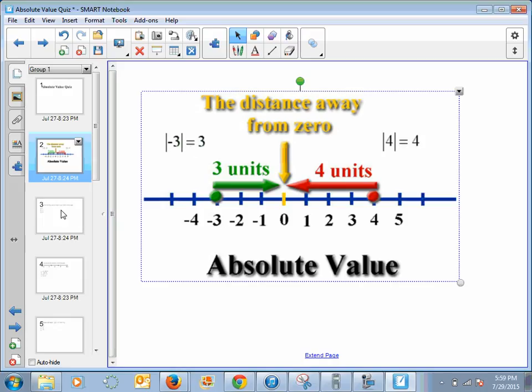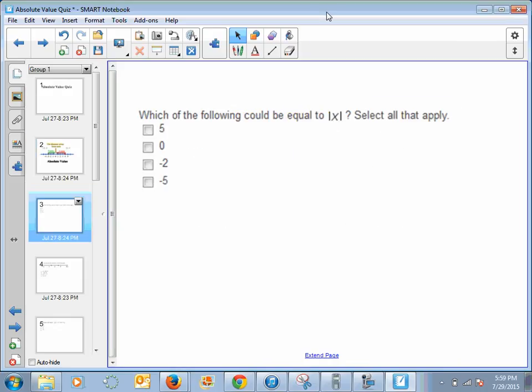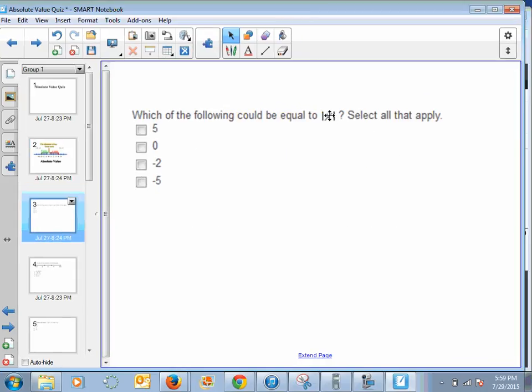Okay, so what does this stuff look like then? All right, which of the following could be equal to the absolute value of x? Okay, things that are equal to the absolute value of x.